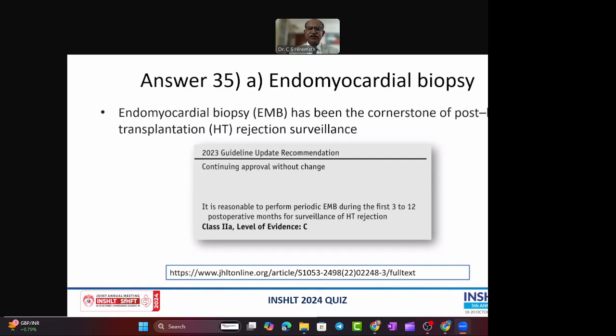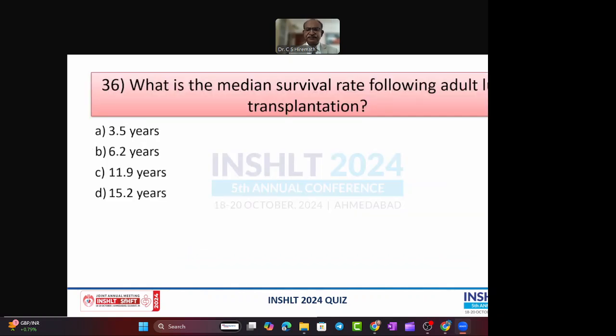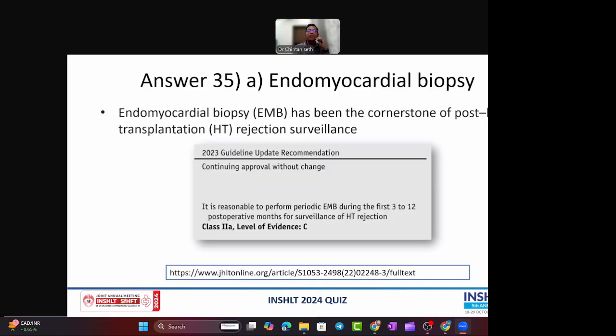So it should be done every year, sir, or only the first year itself? No, only in the first year, not as a routine protocol afterwards. If required, then SOS. But in the first year, four biopsies will be required. After 1 year, SOS.